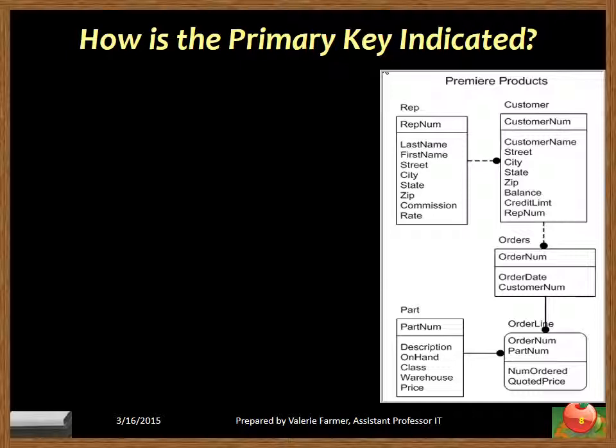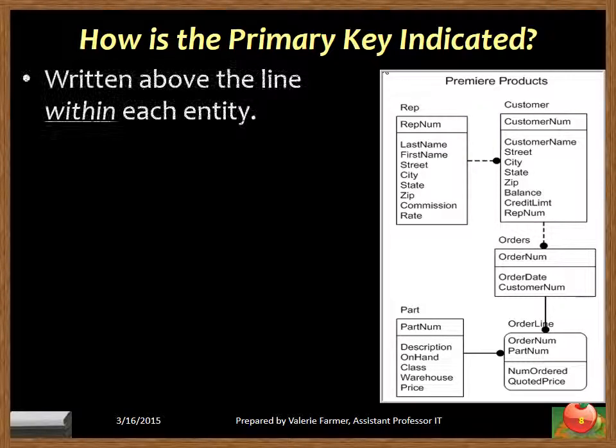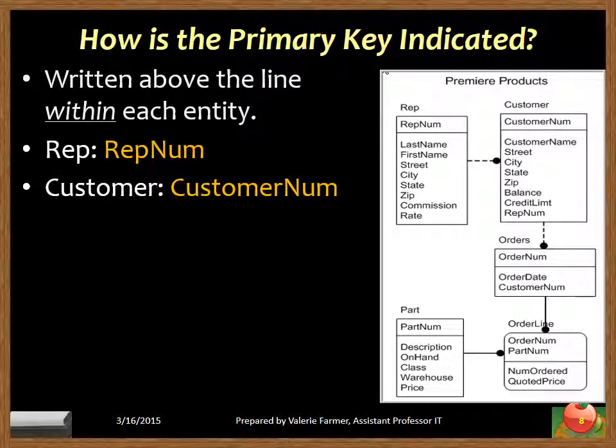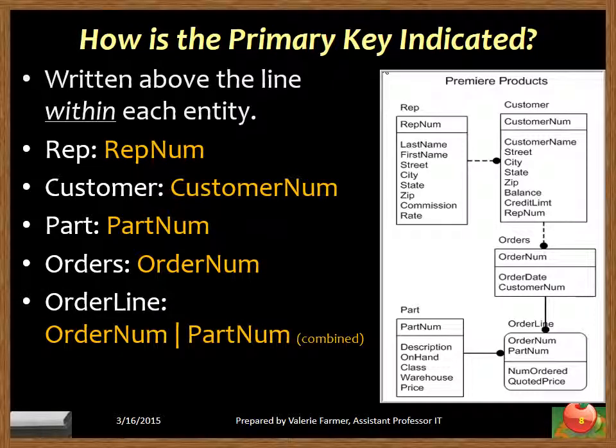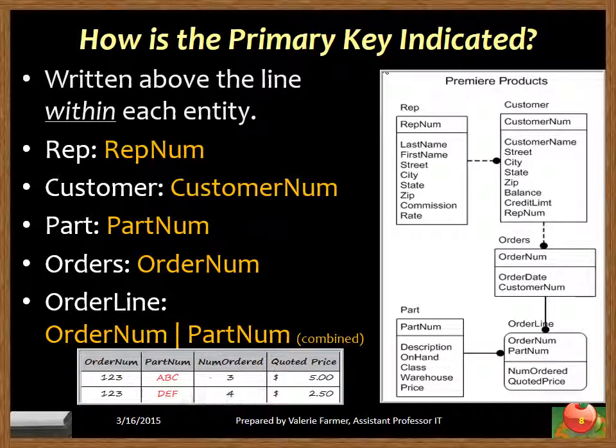How is the primary key indicated? It is written above the line within each entity. For the rep entity, the rep number is the primary key. For the customer entity, the customer number is the primary key. For the part entity, the part number is the primary key. For the orders entity, the order number is the primary key. For the order line entity, the order number and the part number combined make up the primary key.